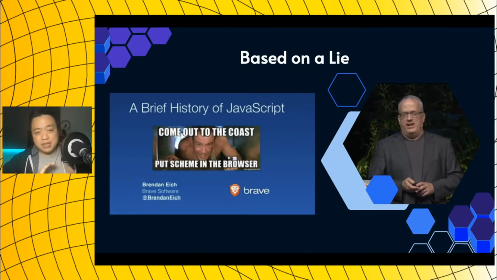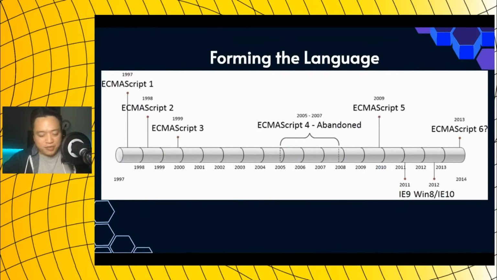And it was based on a lie. Like, it's not actually anything to do with Java. Java was just a popular language at the time, but it was based on a lie in another way, which was that when Mozilla invited Brendan Eich to create JavaScript, they were actually promising him that he could put Scheme in the browser, which is a language that he really liked, and he never got to do it. It's just an interesting idea, but really the first age is about forming the language, trying to find its ground.